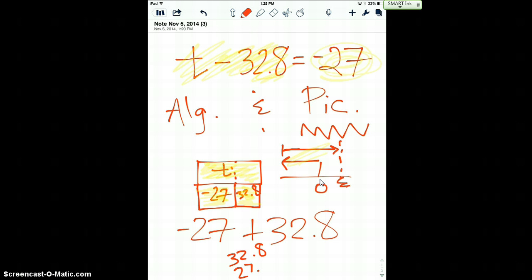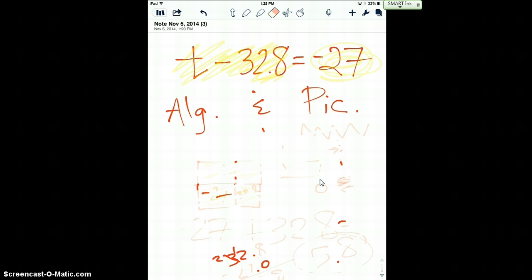I subtract, I have to borrow, and I end up with 5.8. Remembering that I landed above 0, so it is positive. Okay, so that's the picture method. We're able to get the answer of 5.8. That t is going to be 5.8. Now let's try the algebra method.